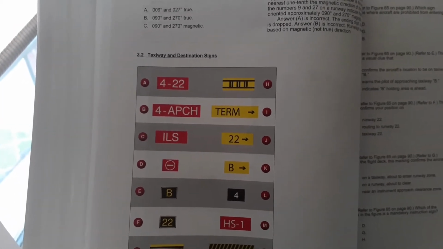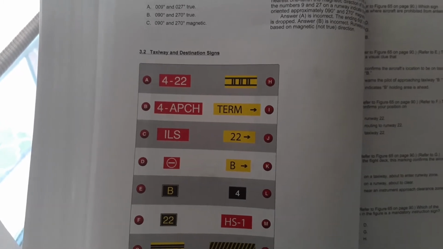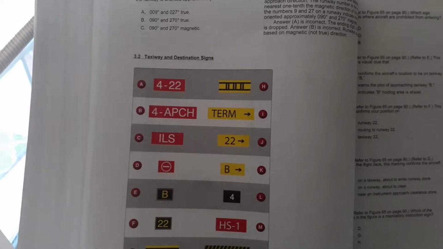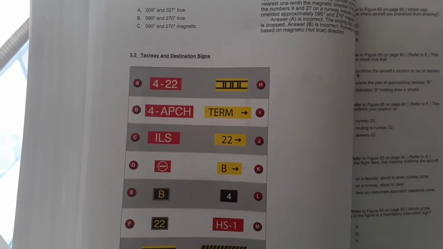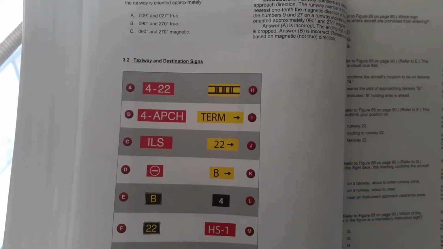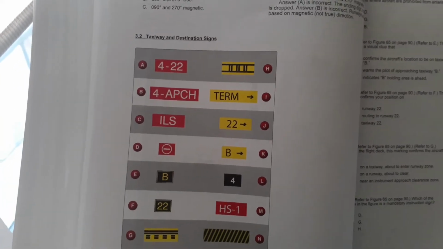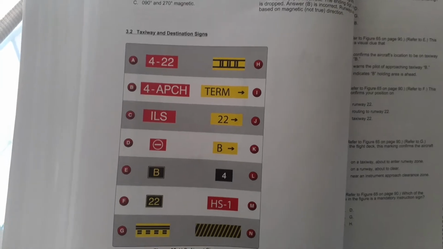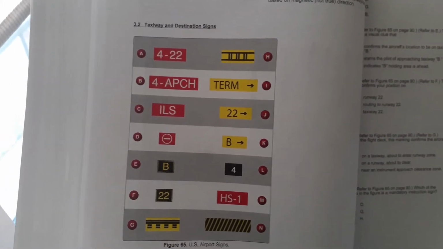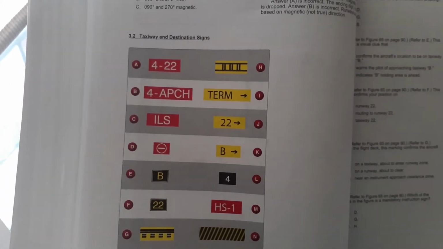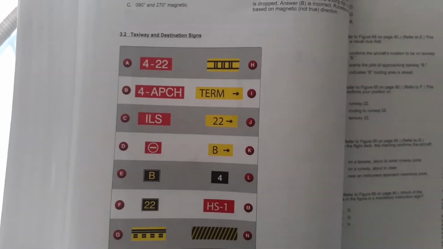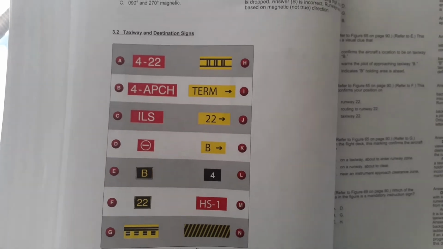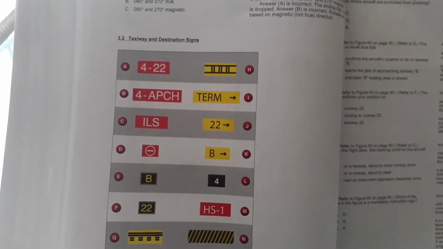Question 13. When approaching taxiway holding lines from the side with the continuous lines, the pilot A, may continue taxiing, B, should not cross the lines without ATC clearance, or C, should continue taxiing until all parts of the aircraft have crossed the lines. Question again. When approaching taxiway holding lines from the side with the continuous lines, the pilot B, should not cross the lines without ATC clearance.